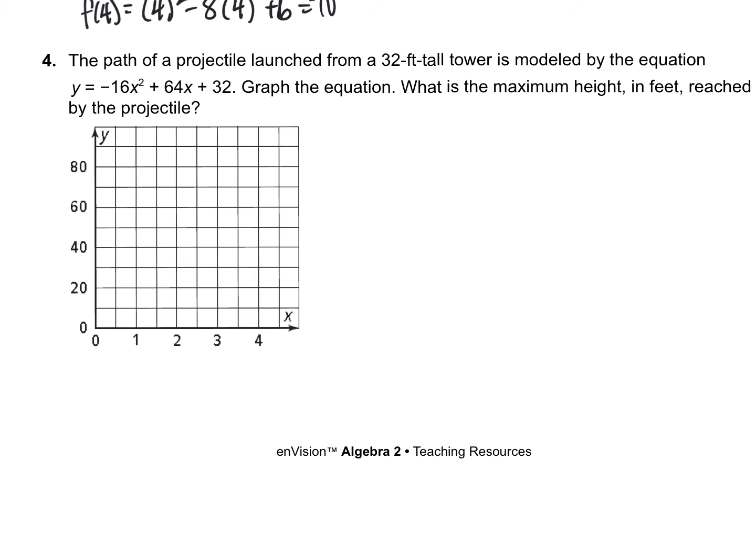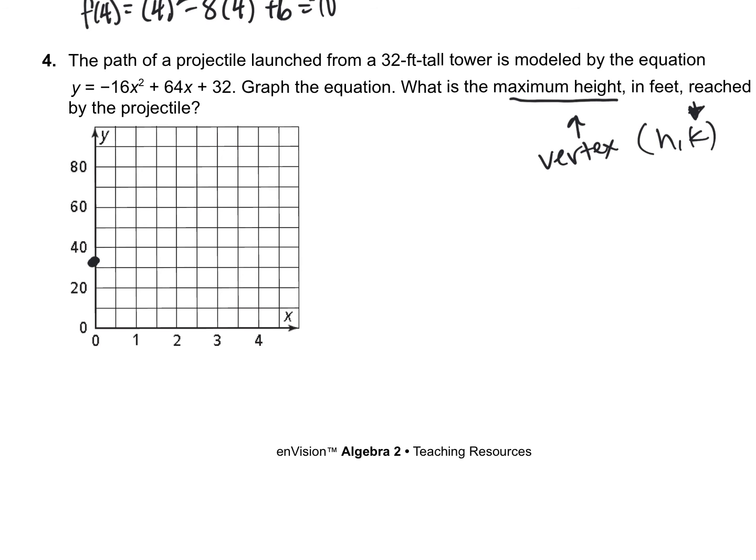All right, last one on this page. I'm going to have to go ahead and graph this guy. So it tells me the path of a projectile is launched from a 32-foot tall tower modeled by the equation, yada, yada, yada. The 32 just tells me where it's starting, where the y-intercept is. So if I wanted to sketch it, I already know it's going to be somewhere around here because that's about 32. I know it's going to go up and then come back down. I need to know the maximum height, so that's going to tell me the vertex. The vertex will be my maximum height, and it'll be the y value, so h, k, it'll be my k value of the vertex in order to find the maximum height.